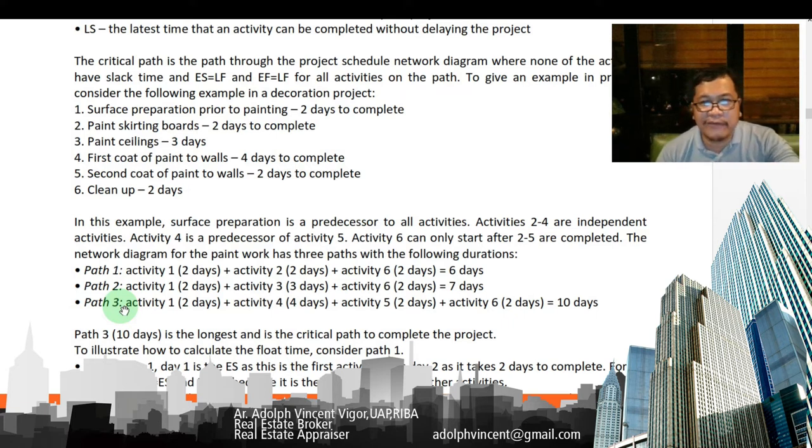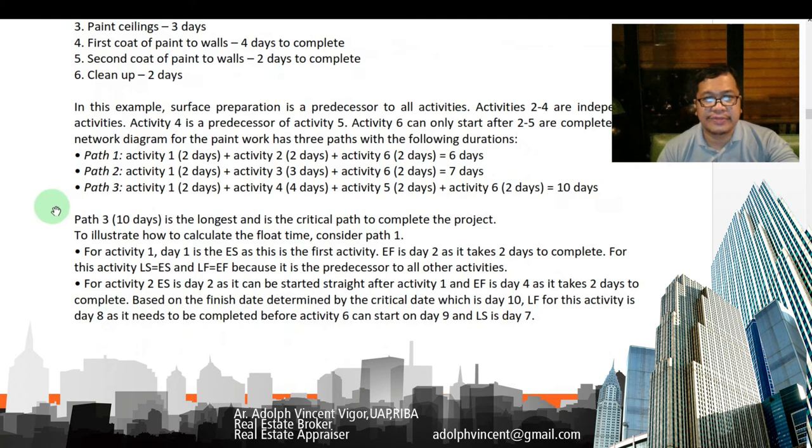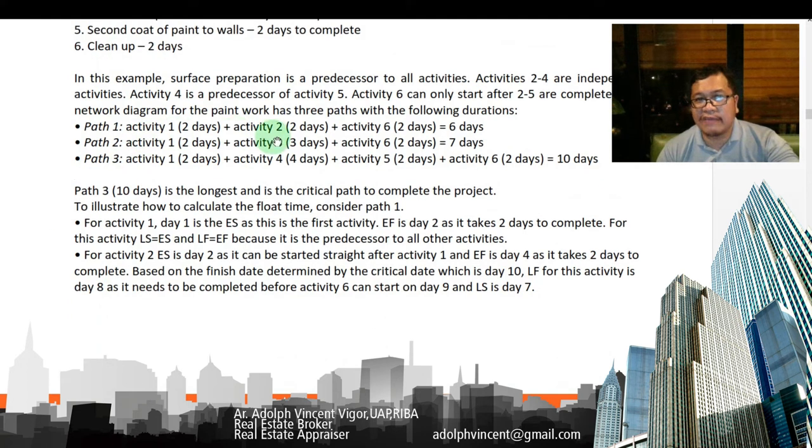So the network diagram for the paintwork has 3 paths with the following durations. You have path 1: activity 1, 2 days, plus activity 2, 2 days, plus activity 6, 2 days, that's 6 days. Then path 2: activity 1, 2 days, activity 3, 3 days, activity 6, 2 days, that's 7 days. Then path 3: activity 1, 2 days, activity 4, 4 days, activity 5, 2 days, and activity 6, 2 days, which equals 10 days. So path 3, 10 days, is the longest and is the critical path to complete the project.